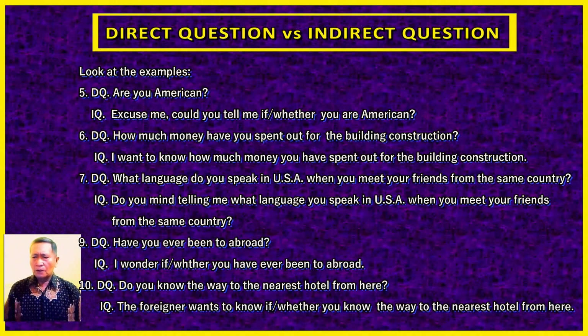10, direct question. Do you know the way to the nearest hotel from here? Indirect question. The foreigner wants to know if or whether you know the way to the nearest hotel from here.